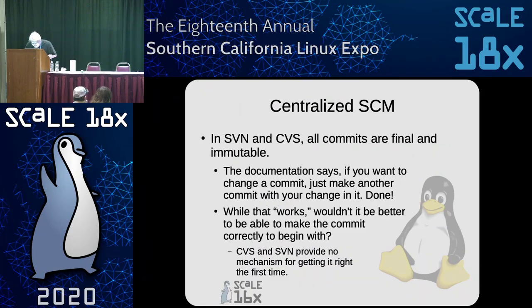Well, let's look at the old way. SVN and CVS, all commits are final. The documentation says, well, if you need to change something, just make another commit. Done. Well, it works, yeah, but wouldn't it be better to just get it right the first time? And CVS and Subversion do not contain a mechanism for that.